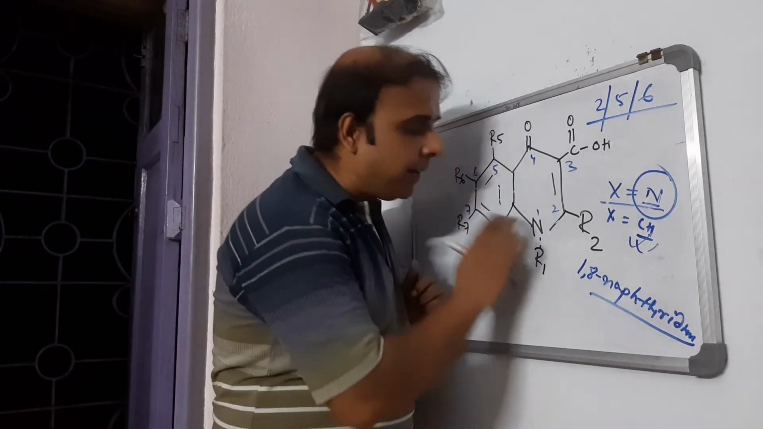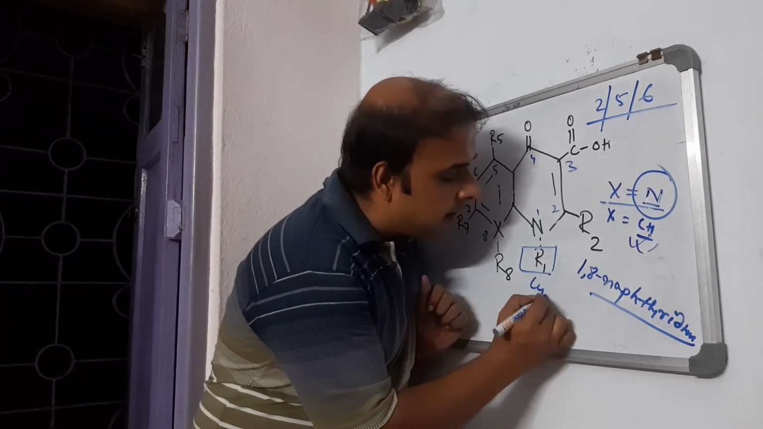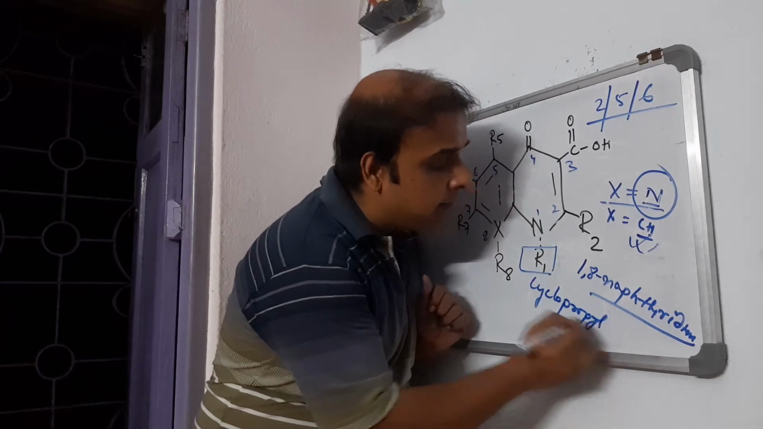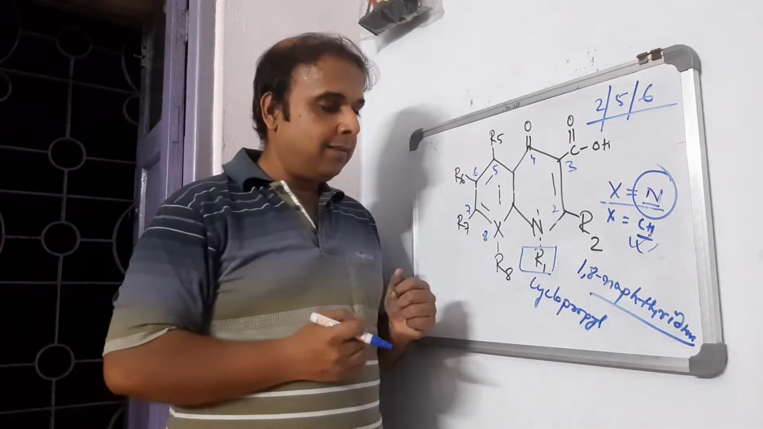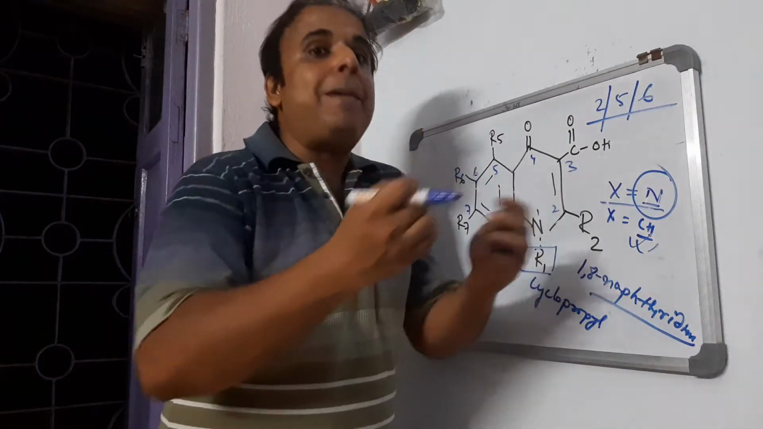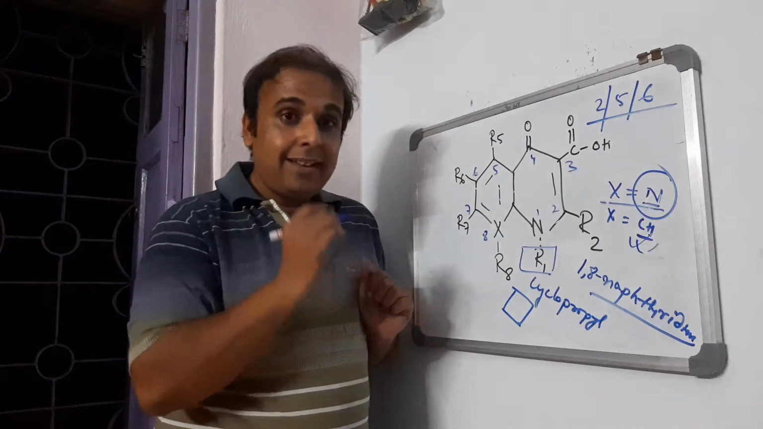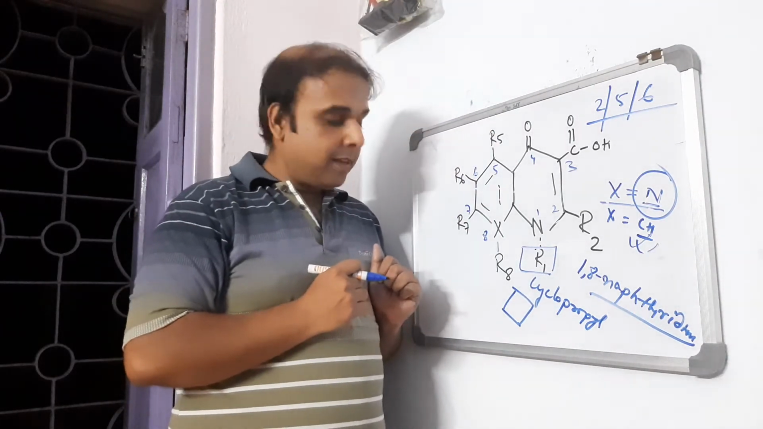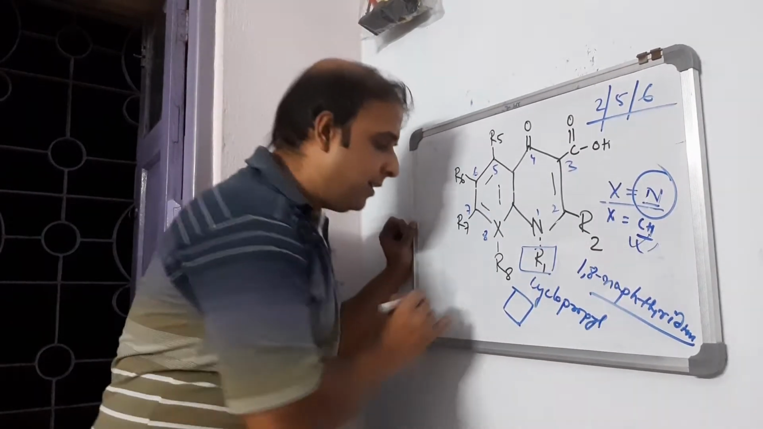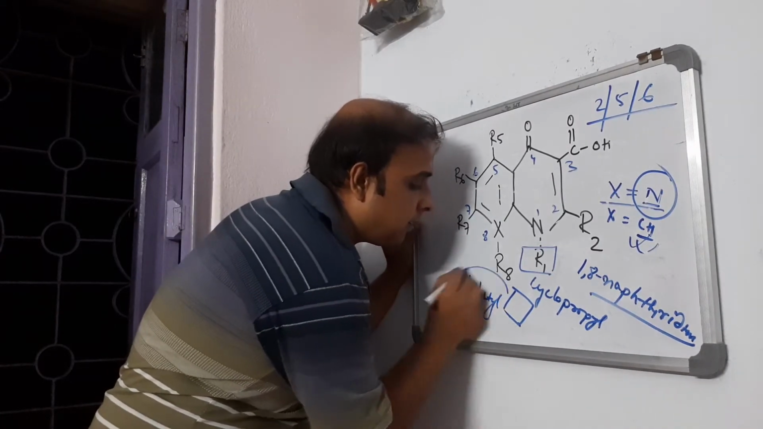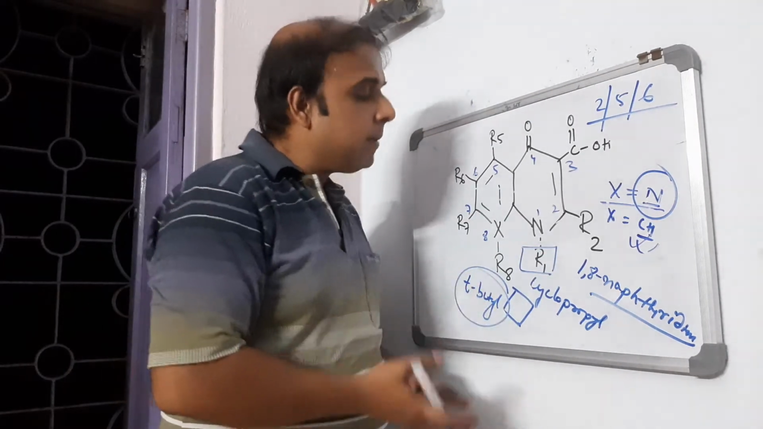Now coming to the pattern of substituents here, R1. What they observed is that if R1 is cyclopropyl or ethyl, then anaerobic affinity grows. That means affinity grows towards anaerobic bacteria. But if R1 is cyclobutyl, then the gram positive effect rises. The gram positive effect rises the moment it is substituted with either cyclobutyl or tertiary butyl. So in addition to the spectrum, obviously the potency level also rises.